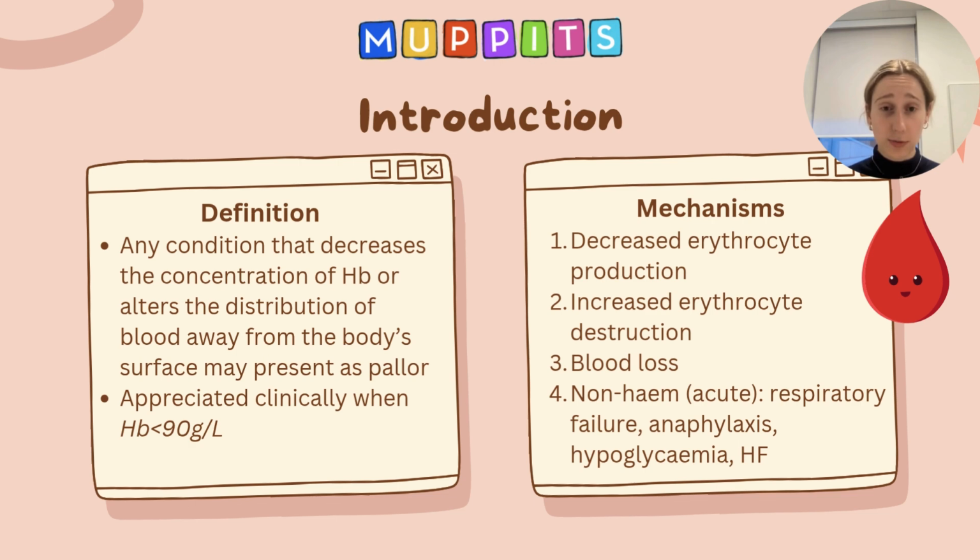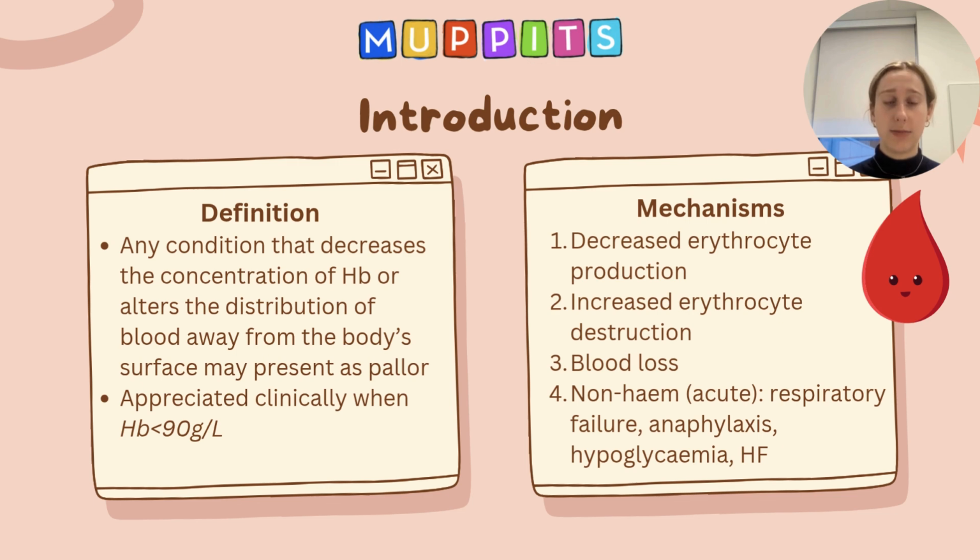Okay, so what really is Pala? And I know when I was thinking about this topic, all I could think of was anemia. But I found this definition, which I think is really helpful. So Pala refers to any condition that decreases the concentration of hemoglobin or alters its distribution of blood away from the body surface, which may present as Pala.